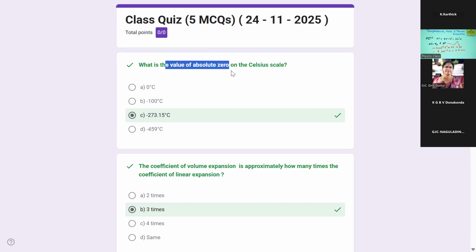What is the value of absolute zero on the Celsius scale? That is minus 273.15 degrees Celsius. Already I told you 0 Kelvin. To convert from degree Celsius to Kelvin, you add 273.15. Suppose we have the Kelvin, just subtract 273.15 to get the Celsius. So 0 minus 273.15 gives minus 273.15. That's why this is the absolute zero value on the Celsius scale.